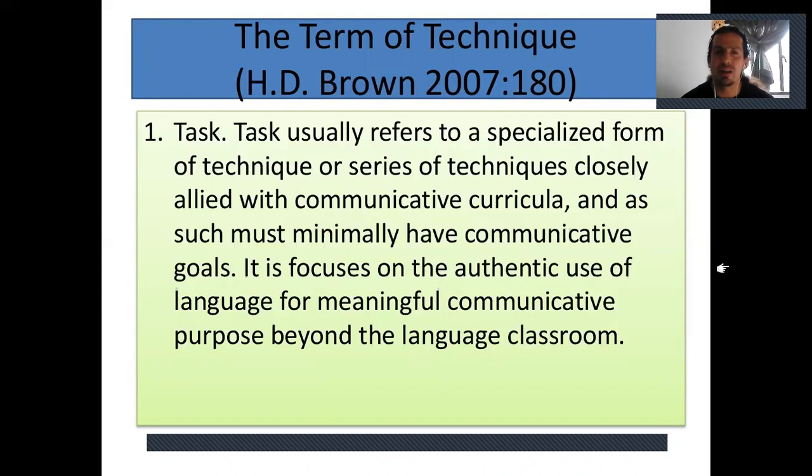So right here, it is going to be just focused on the authentic use of the language for communicative purposes, but not inside the classroom, right? That is going to be just an activity. It is going to be just beyond the classroom. So for example, when I tell you to talk in English every time you can with your classmates, that's going to be part of the task, right?